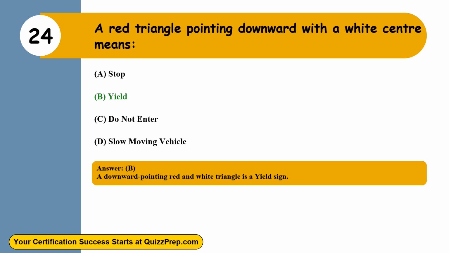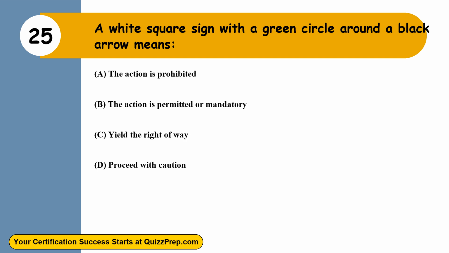A downward-pointing red and white triangle is a yield sign. Question 25. A white square sign with a green circle around a black arrow means: Option A, the action is prohibited. Option B, the action is permitted or mandatory. Option C, yield the right of way. Option D, proceed with caution. The correct answer is option B, the action is permitted or mandatory.